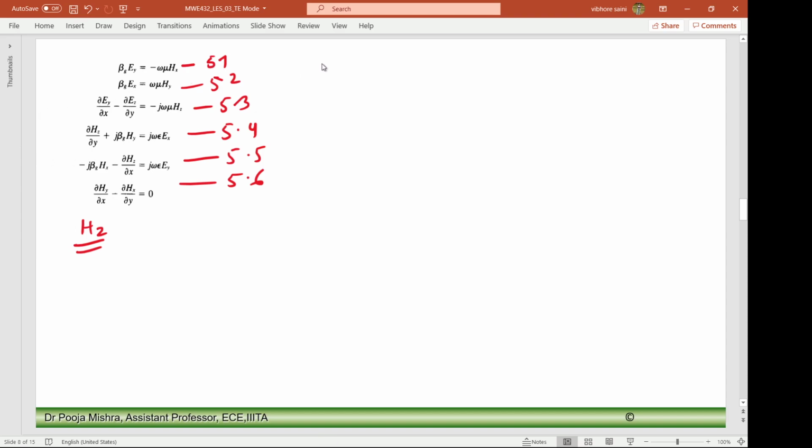So let's see, from equation 5.1 we have Ey is equal to minus omega mu by beta g Hx, and in equation 5.5 we may put the value of Hx or Ey, anything could be written there.